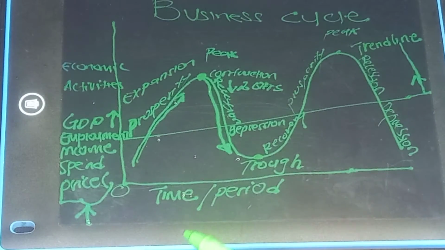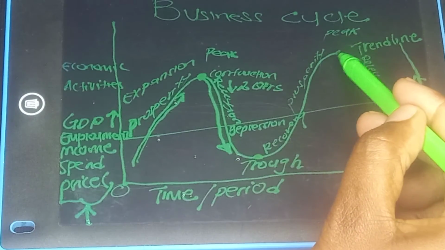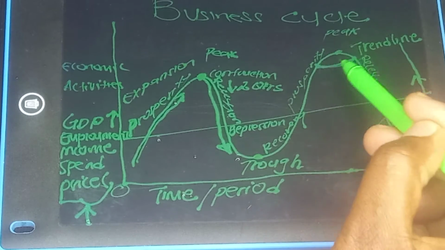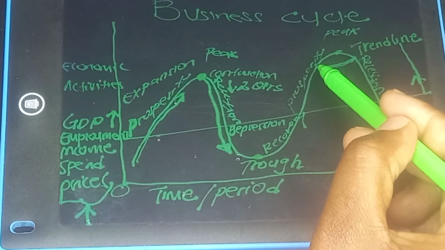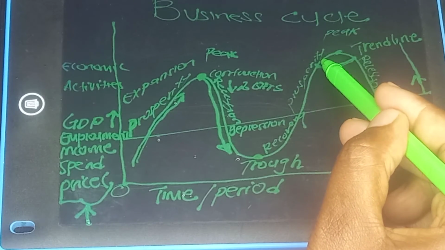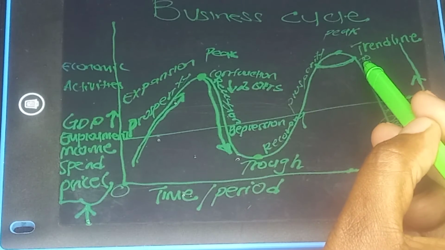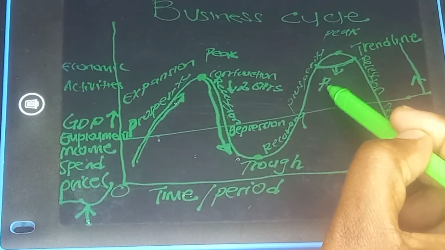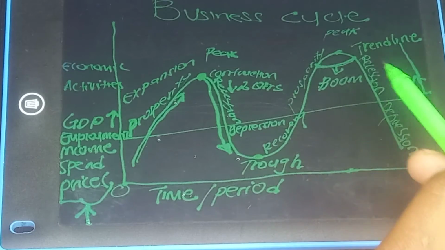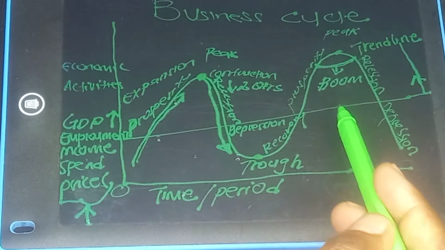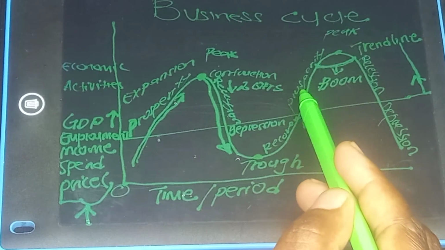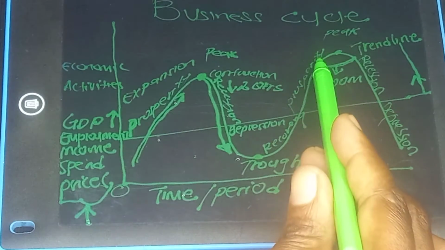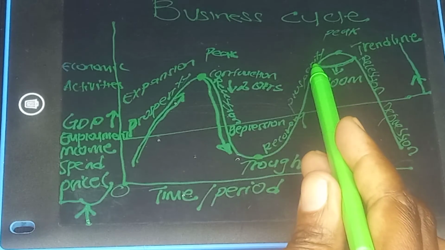One thing that I wish learners to note is this part. It is a period between prosperity and recession, together with a peak. This we call a boom. So some learners confuse boom and prosperity. They are different. Prosperity is the whole phase from here to here, but boom is just this part.